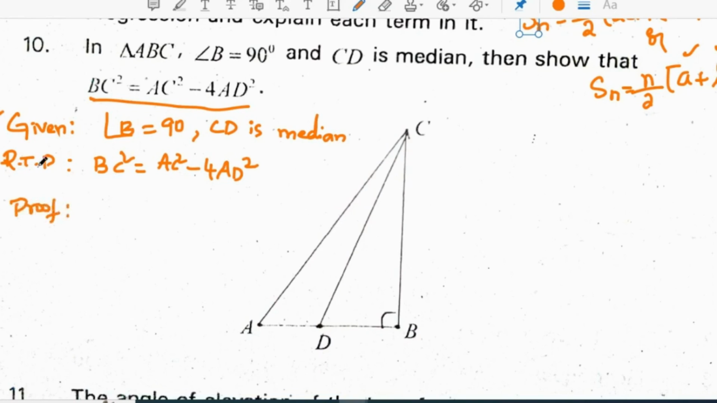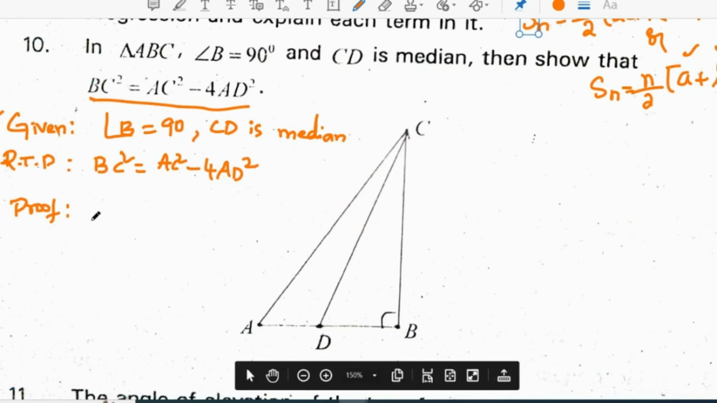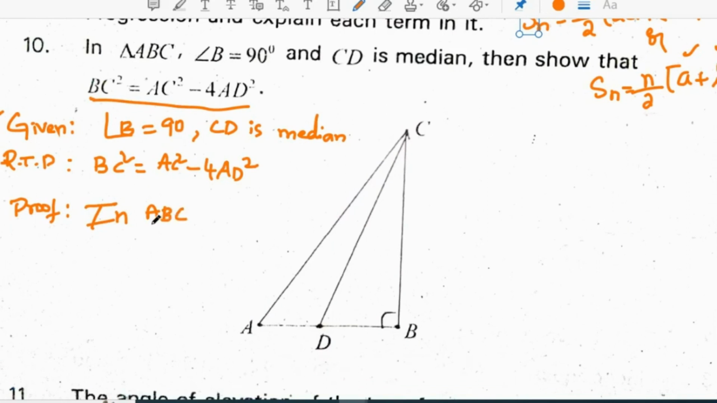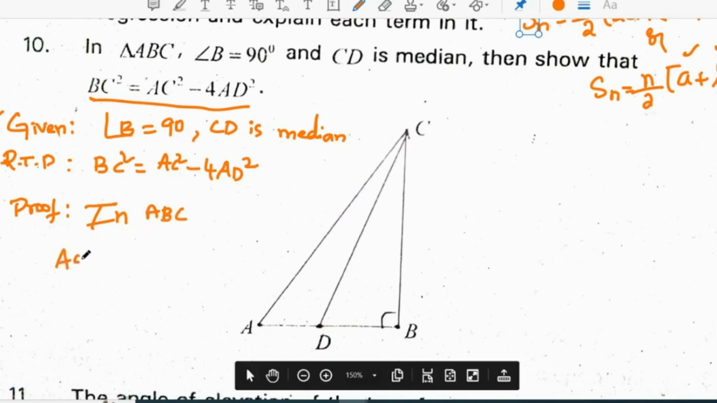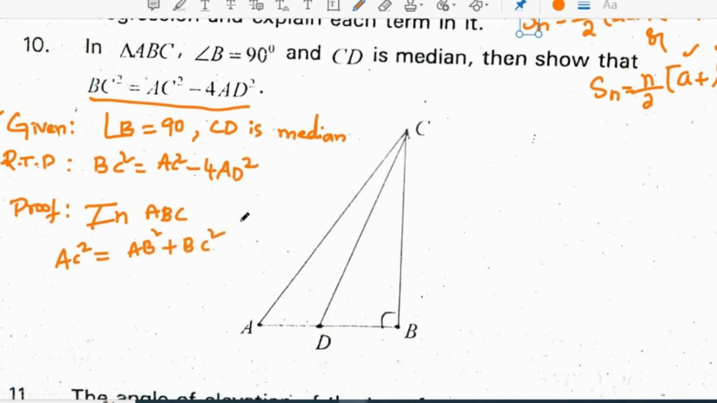So writing and drawing this diagram and these two steps carry some marks. Triangle ABC is a right angle triangle, so you have to use Pythagoras theorem. In triangle ABC, obviously AC square will become AB square plus BC square.